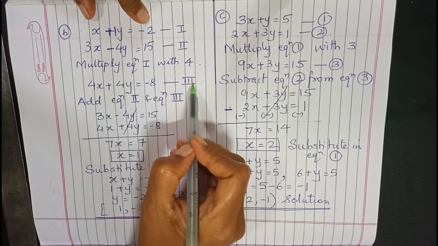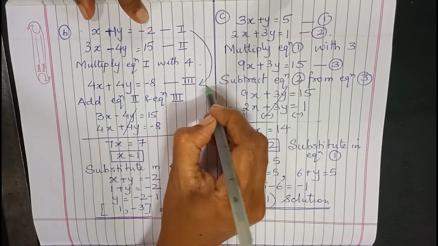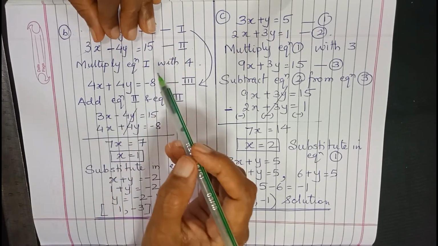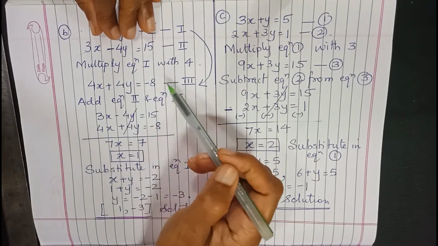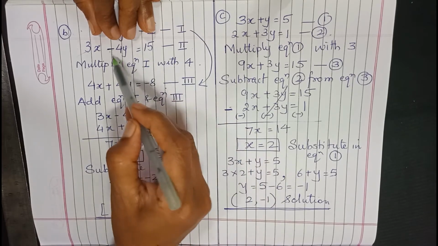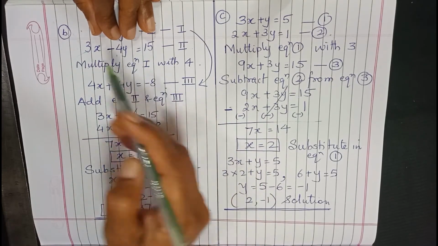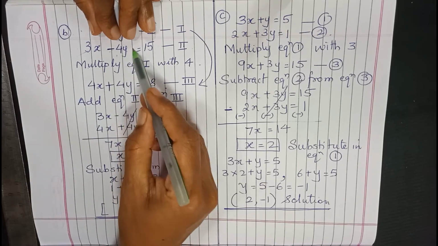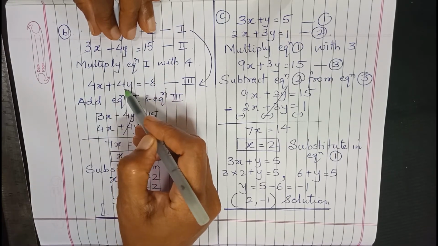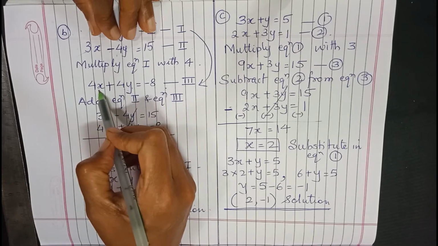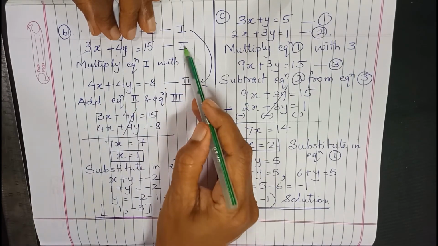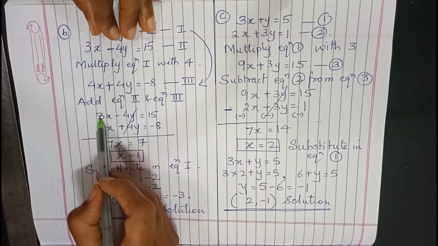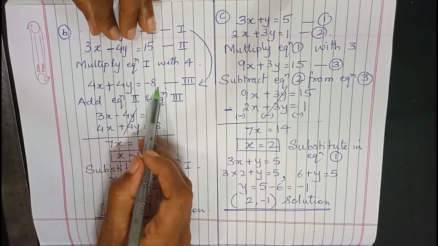Now equation number 3 is nothing but a modified version of equation number 1. So we don't pay any attention to equation number 1 now, and we look at equation number 2 and equation number 3. Now you can see here it is minus 4y and here it is plus 4y. So very clearly we can see that if I add these two equations, my y variable will get cancelled and I'll get the value for x. So that is what we do. We add equation 2 and equation 3. So I write the equation 2 as it is and equation 3 below it.